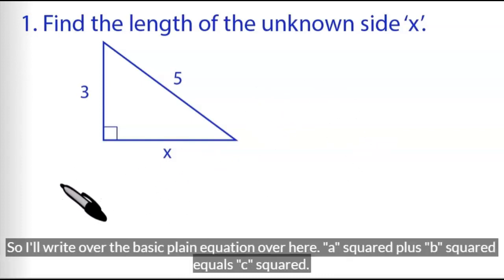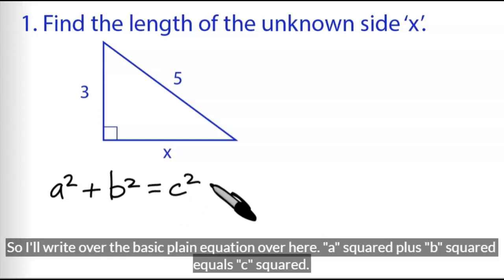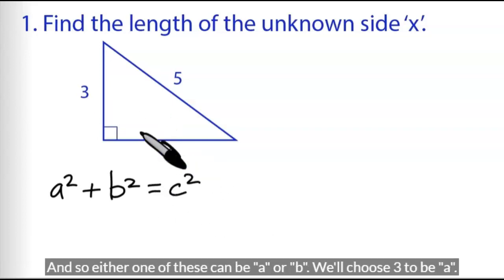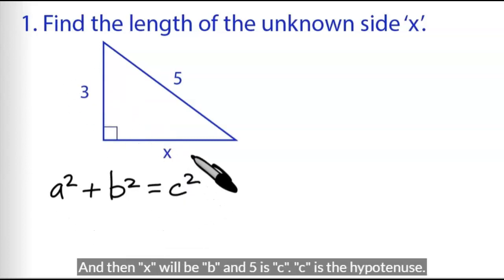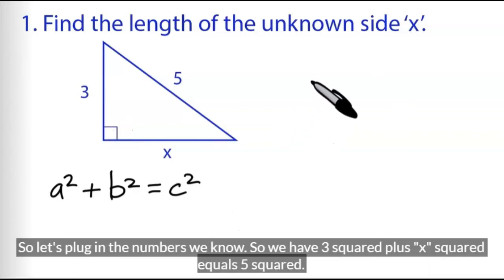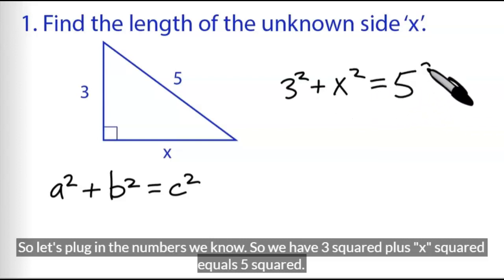So I'll write over the basic equation over here. A squared plus b squared equals c squared. And so either one of these can be a or b. We'll choose 3 to be a. And then x will be b, and 5 is c. C is the hypotenuse. All right, so let's plug in the numbers we know here. So we have 3 squared plus x squared equals 5 squared.